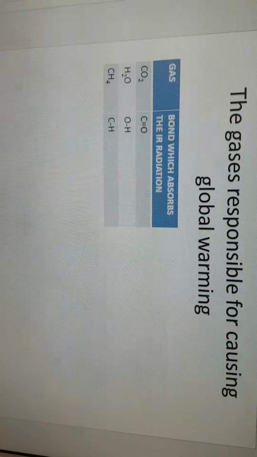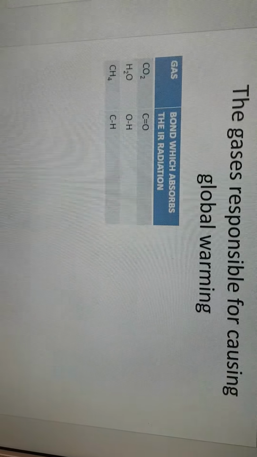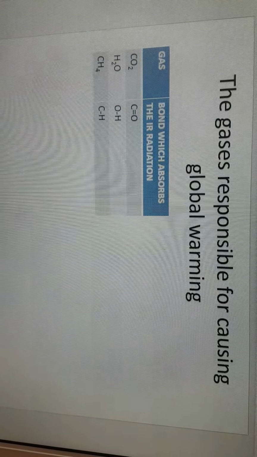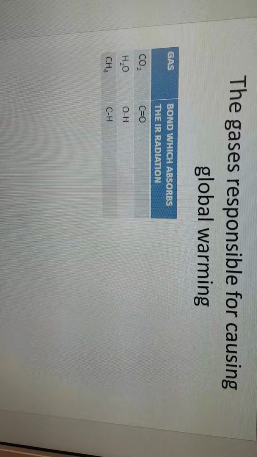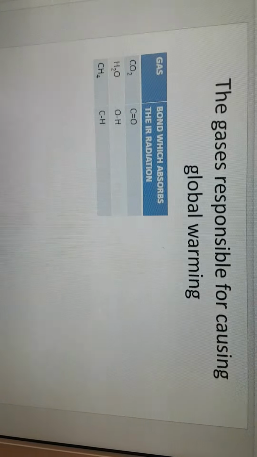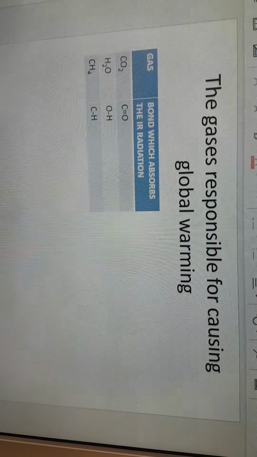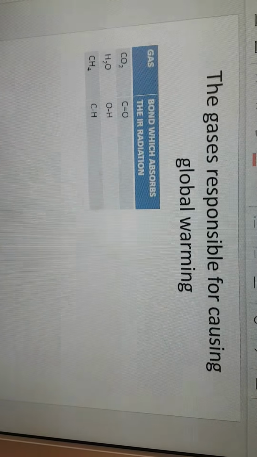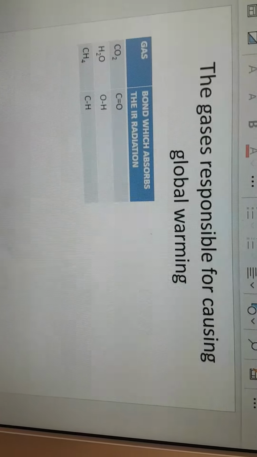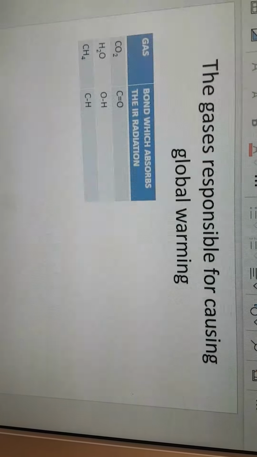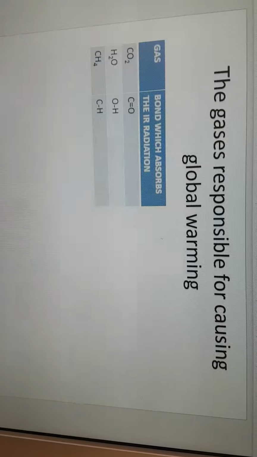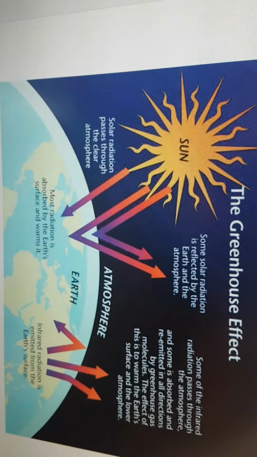And that, by the way, in case you were all thinking, well, if bonds can absorb infrared radiation and vibrate more, why don't the 2 main gases in the atmosphere also cause global warming? Nitrogen and oxygen, of course. Simple answer to that is that they don't have polar bonds, and therefore they do not absorb infrared radiation. All 3 of these do, however. Well, we'll have a closer look at how the greenhouse effect is actually caused now.